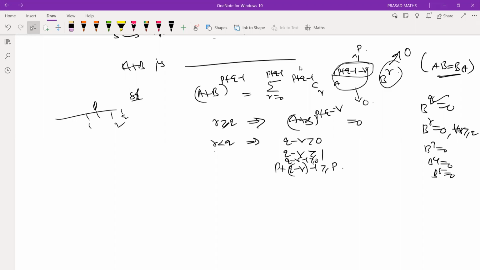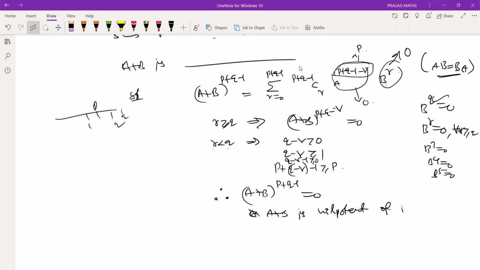So in both cases, whenever r is bigger than or equal to q, this is a zero matrix. Whenever r is less than q also, this is a zero matrix. Zero times something is the zero matrix. So in all cases, what do you conclude? (a plus b) whole power p plus q minus 1 is a zero matrix in all cases. That means a plus b is a nilpotent matrix.